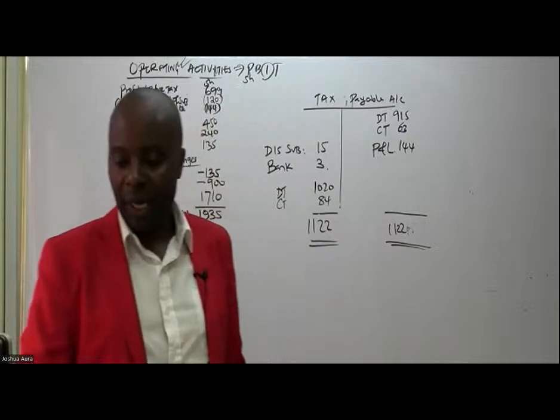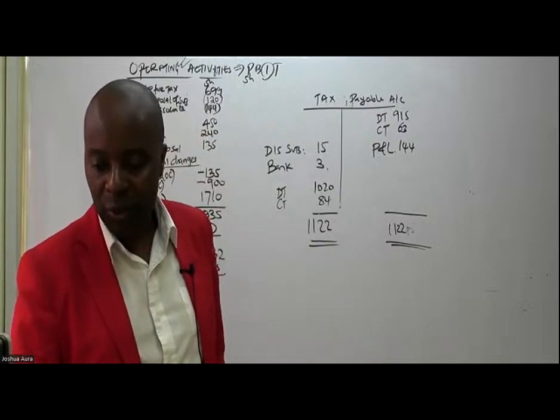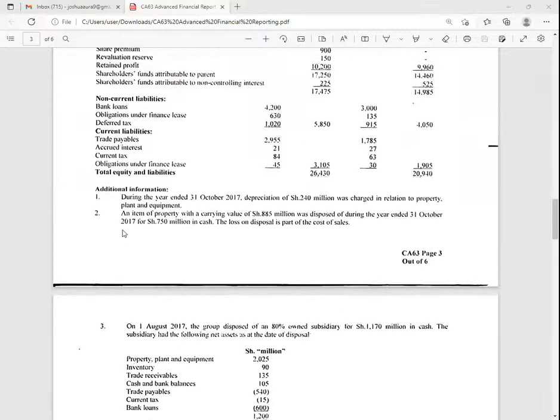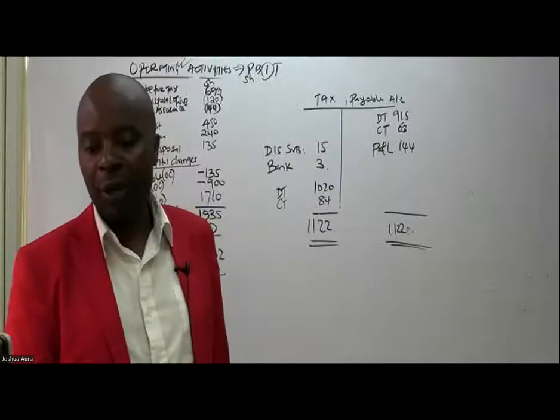Now, ladies and gentlemen, come and read this. We start with note number 2 here, starting on property, plant, and equipment, whose carrying value is 885 million, was disposed of during the year ended 31st October 2017 for shilling 750. So we had the PPE that was disposed. I'm concerned not with the carrying value. I'm concerned with the cash that I received, from the disposals account.